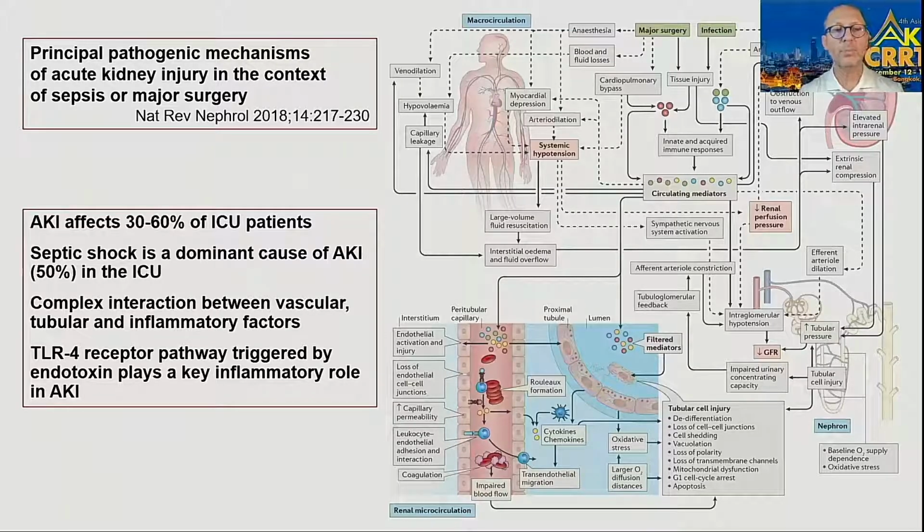Endotoxemia causes a lot of harm to organs. This figure shows the complexity of pathogenic mechanisms of acute kidney injury in the context of sepsis or major surgery. Acute kidney injury affects 30 to 60% of ICU patients. Septic shock is a dominant cause of AKI in the ICU, and hemodynamic alterations are only partially responsible for that. It is rather a result of a complex interaction between vascular, tubular, and inflammatory factors, and the toll-like receptor 4 pathway triggered by endotoxin plays a key inflammatory role in AKI.